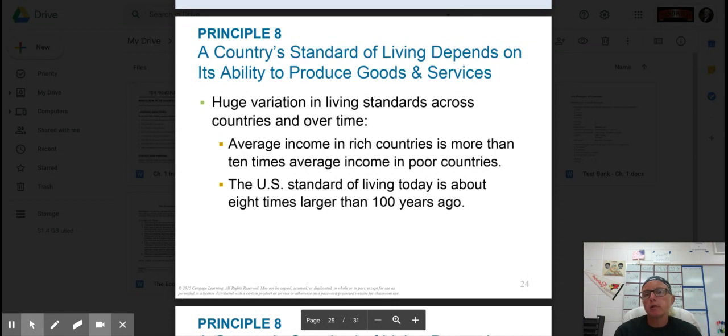A country's standard of living depends on its ability to produce goods and services. So there's huge variation in living standards across countries and over time. Obviously, there are rich countries and poor countries. We have the richest country in the world when it comes to GDP. We have the highest GDP in the world, and that's because we have a high standard of living. It's 8 times larger than it was 100 years ago, so it's even higher just by our own standards, because we are able to produce a variety of goods and services that are of high quality and value.